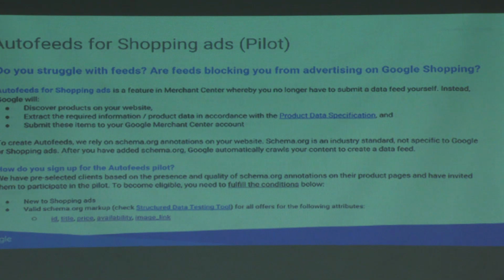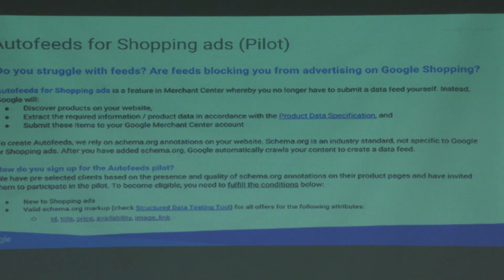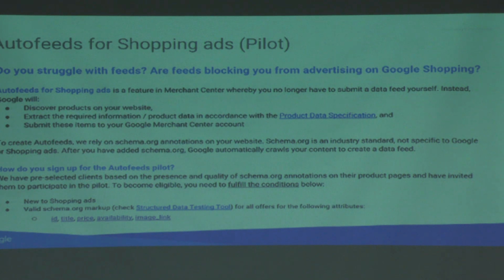And then finally, auto feeds for shopping ads. I hinted at this a little bit earlier. This is in a very early pilot or beta. It's really geared to those merchants who haven't been able to yet generate a valid shopping feed. If you fall into that case, and if you have very good schema.org content on your website, it's very possible that we'll be able to crawl your website and generate a feed on your behalf. As I mentioned, it's a very early pilot. We've already pre-selected some clients in this region that qualify based off their schema.org, and if you're one of those merchants, you'll automatically get contacted within the next couple months.